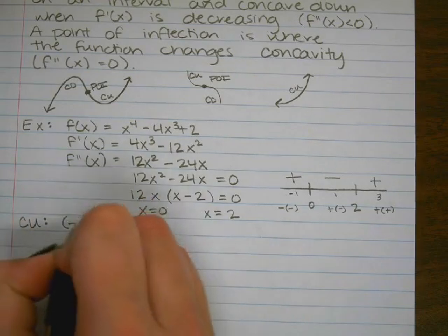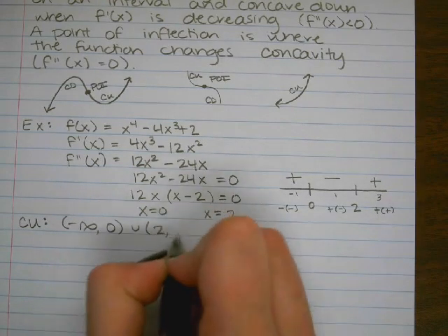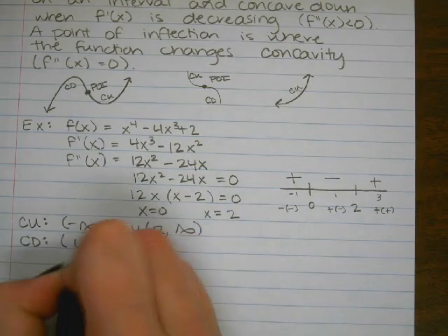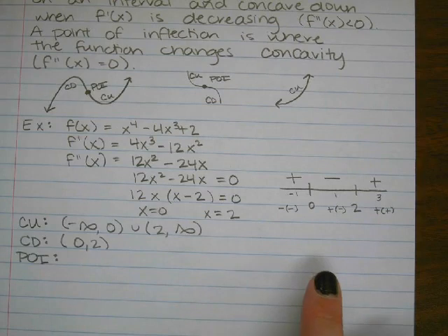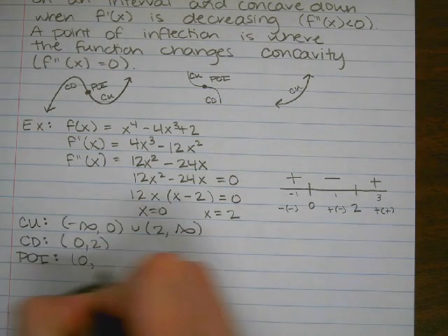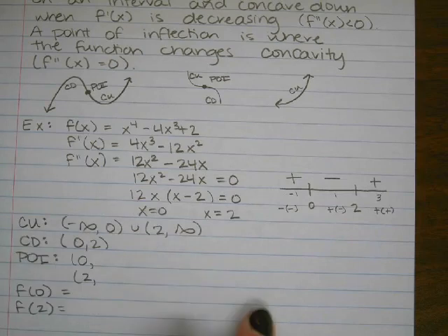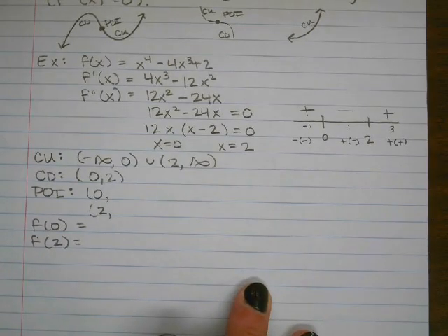So concave up from -infinity to 0, and 2 to infinity. Concave down from 0 to 2. The points of inflection are at 0 and 2. And so I need to plug 0 into the original function, and I need to plug 2 into the original function to figure out what the y-coordinates of those points of inflection are.